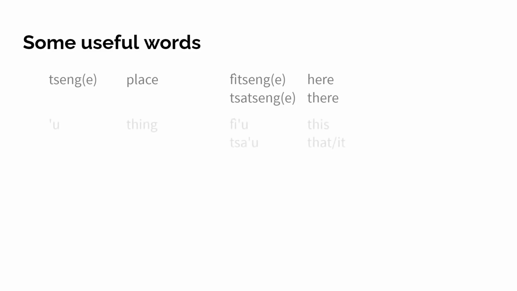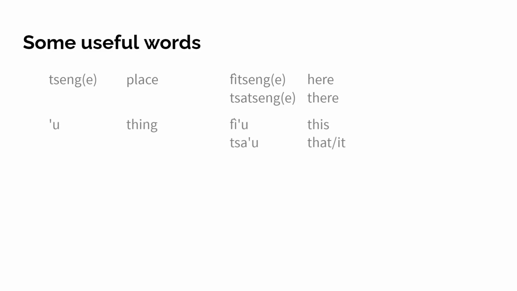Fe and za, like I said, are very versatile in Na'vi. They're used for a lot of things. So actually a lot of commonly used words are derived by using these. So let's look at some of them. For example, we have tseng or tsenge, both are the same, meaning place. So we have fìtseng, literally this place, meaning here. And we have tsatseng or tsatsenge, literally meaning that place, which means there.